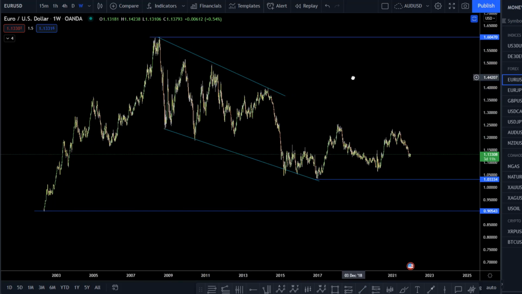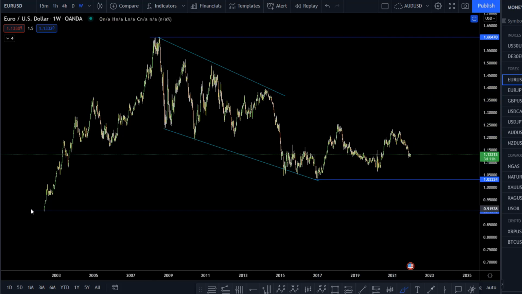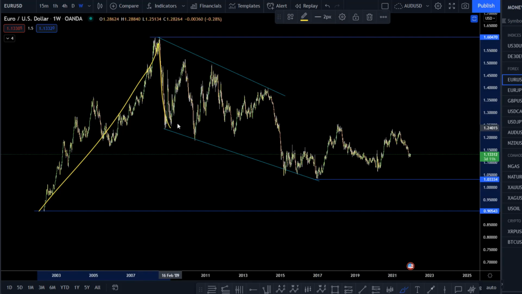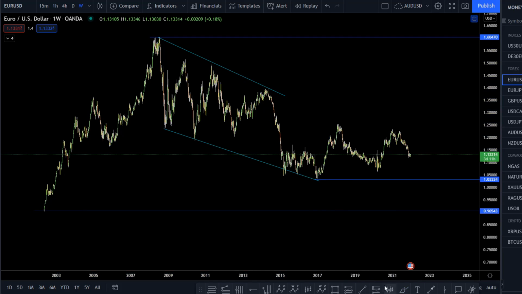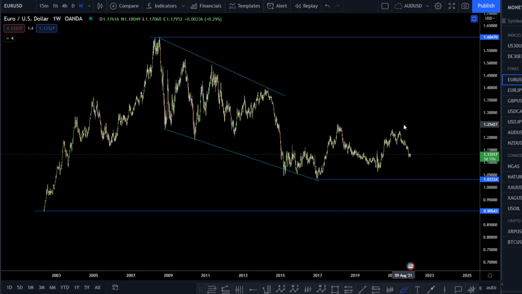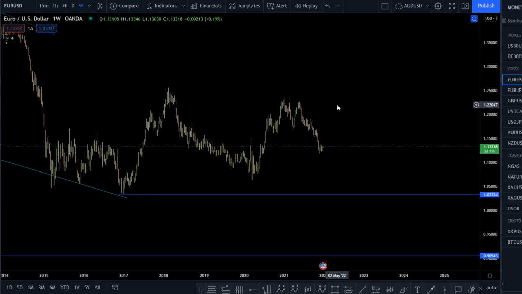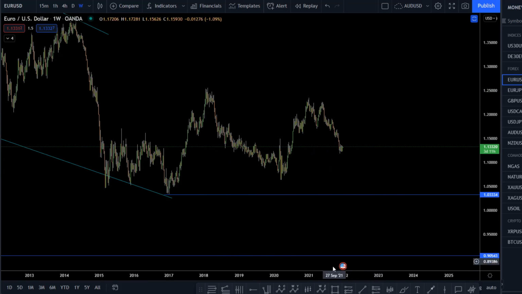Which would mean that this could be the end of the correction. I don't know. We could be going up now. And this here is an impulse, some kind of complex three-wave correction, followed by another impulse. But take a look at the most recent price action over here. It's actually looking bullish right now.